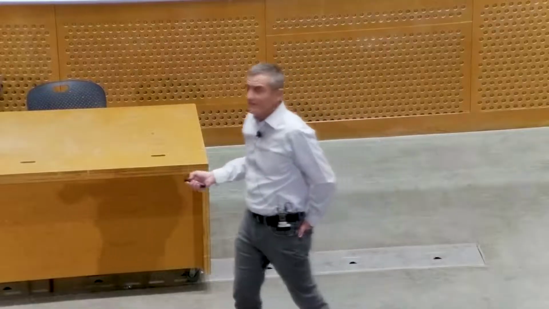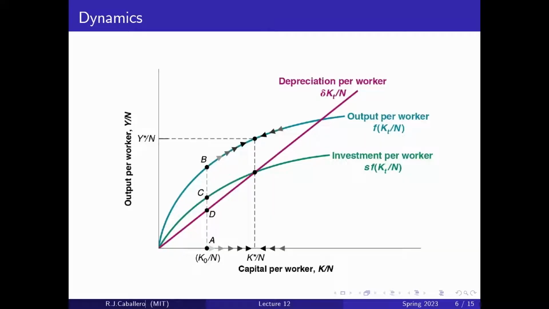That means this economy, regardless of where, do the analysis from the other side. Suppose that you start from a situation like this. You start with a lot of capital. Okay? Well, if you start with a lot of capital in this economy, what happens here? Well, what happens here is that the investment you're putting into the ground in this economy is less than what you need to maintain the stock of capital, which is the depreciation. And that means the stock of capital will be shrinking over time. Okay, you're moving that way.